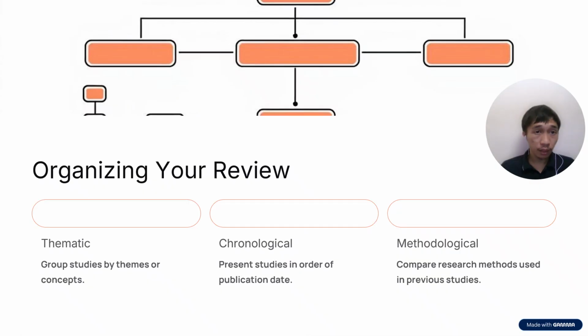Next is organizing your review. You can organize your review thematically, so group studies by theme or concept. Chronologically, so present studies in order of publication date. And also methodologically, so compare research methods used in previous studies. So you can use these ways of organizing your review in your studies.